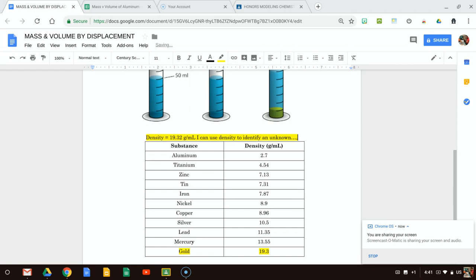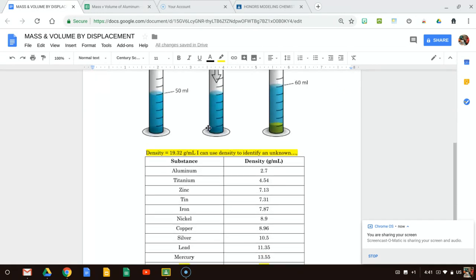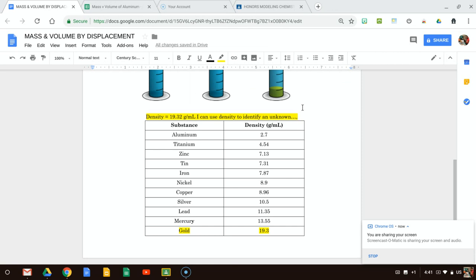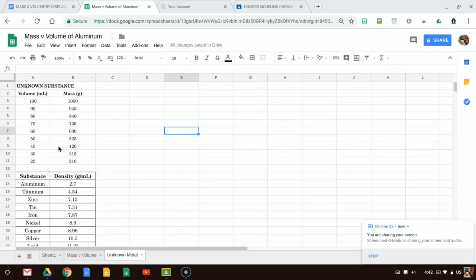It looks like, I'm going to write this up here, my unknown is gold. Therefore, this must be gold. The density that I calculated matches the density in the table. Now, I want to make sure that we're good for interpreting graphs, and I carried over that density table. I have another unknown substance, right? So let me plot this data quickly.